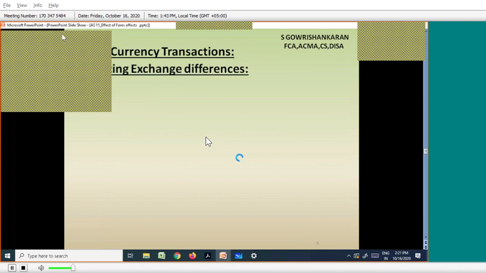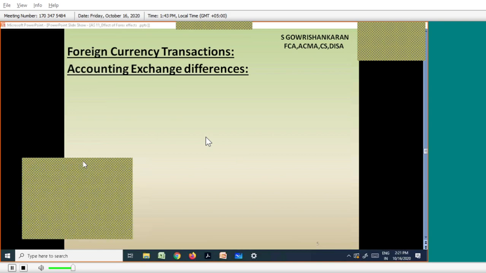Now the next thing is, this we know already. Now the next thing is how to account the exchange difference. That is what I already discussed. Exchange difference accounting is nothing but debiting to the P&L account, correct?